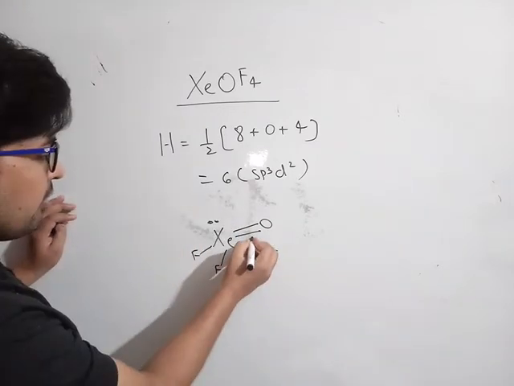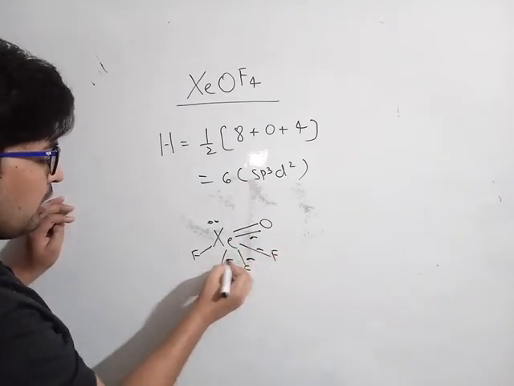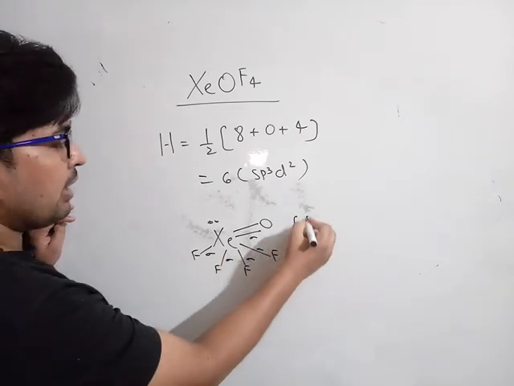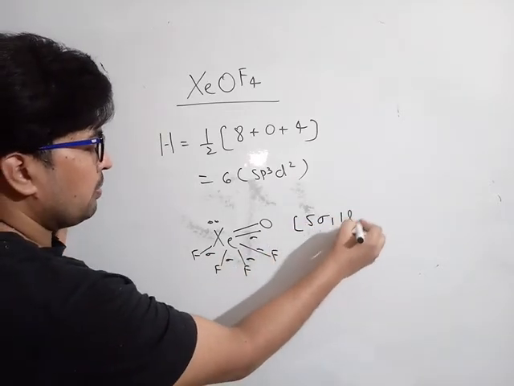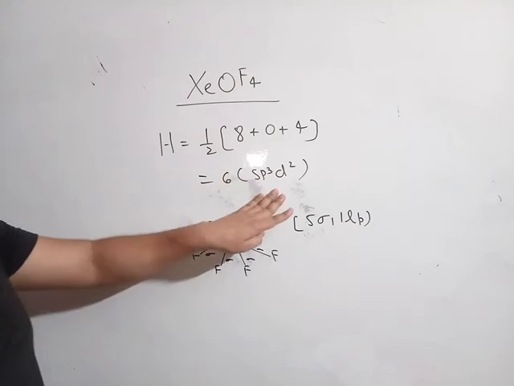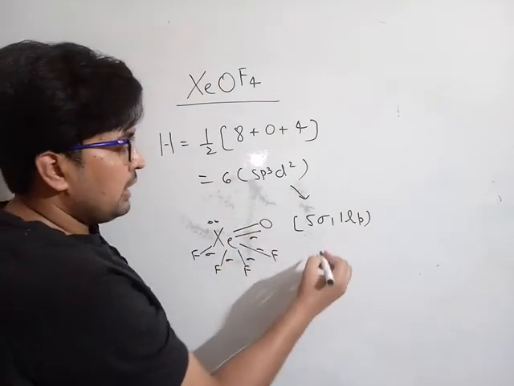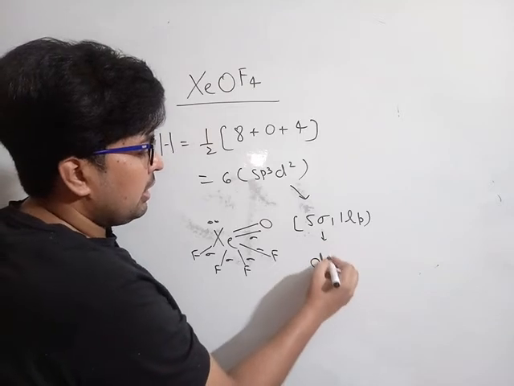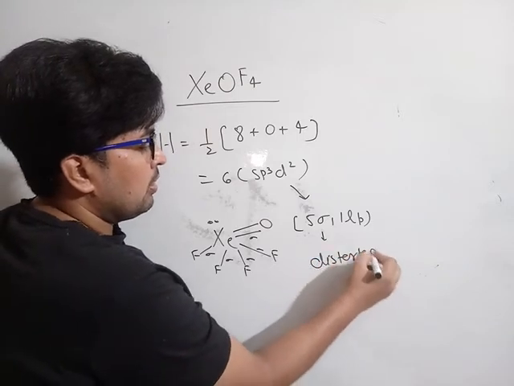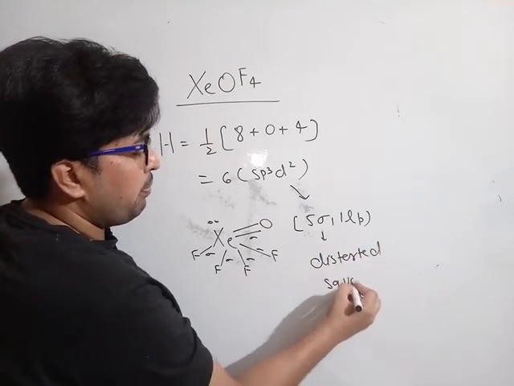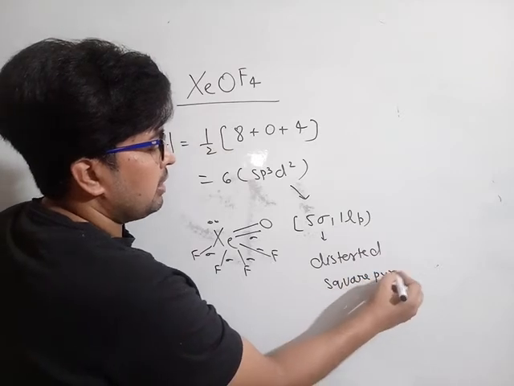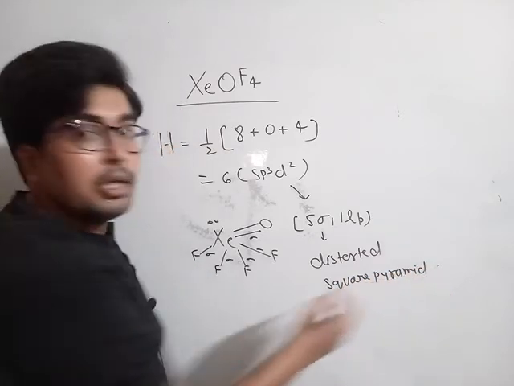So what is the case here? 1, 2, 3, 4 and 5. So the case is 5 sigma 1 lone pair. So we know that in case of sp3d2, when we have 5 sigma 1 lone pair, the shape will be distorted square pyramid. Shape name will be distorted square pyramid here.